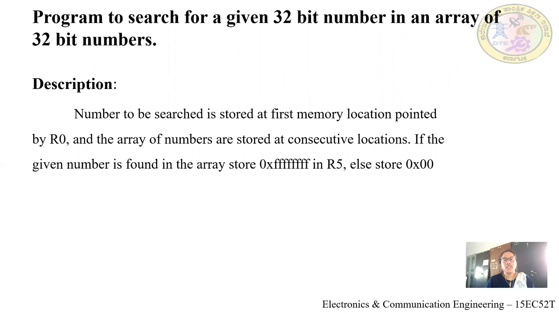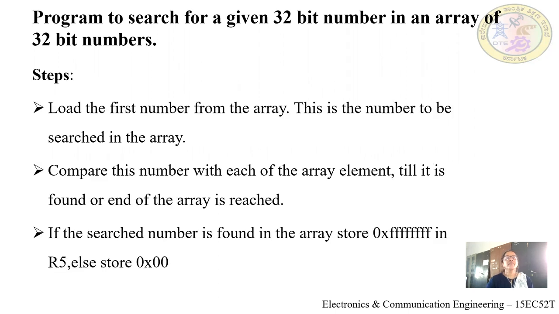If the number we are searching is found in the array, what we are going to do? We are going to store FFFF in register R5. Else, if we do not find that number in the array, we are going to store 00 in R5. Let us see how to write the program. So the steps or algorithm.